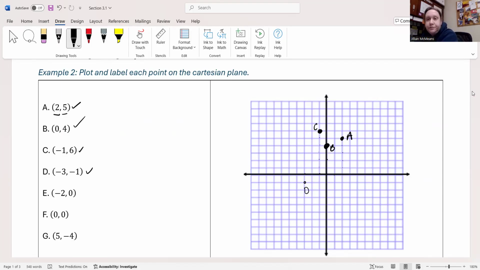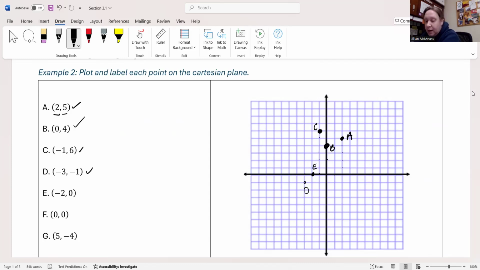Okay. Now for point E, we have the ordered pair negative 2, 0. So this tells me that at the origin, I'm going to go to the left, but then I'm not going to go up or down. So I go back 1, 2, and then I don't go up or down, and that is the point E.